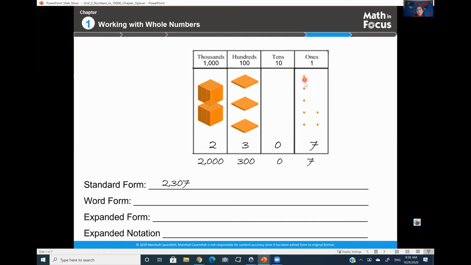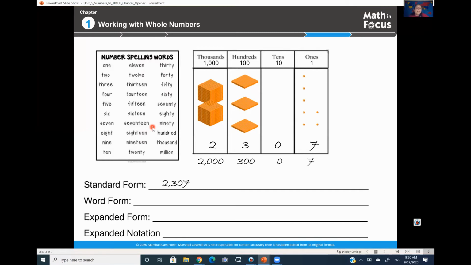And then you put 7 ones. So if you multiply 7, which is the digit, times the place value, which is 1, you're going to get the 7. So now I'm going to look in this chart that we had from before that has all the spelling words. So the first one I'm going to look at is this one, which is 2,000. So I'm going to look for the 2. I'm going to spell the 2. And then I'm going to look for the 1,000, which is here in the place value chart or here too. So then you spell it, 2,000.